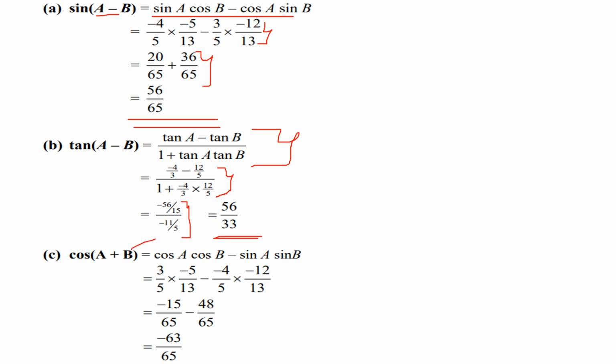Now expanding cos by compound angle gives you this. Now substituting gets you this. Simplifying, remember that all these ones you already got, that's why I'm not wasting time. It's a matter of substituting what you already got above. This is negative 15 divided by 65, then minus 48 divided by 65. You get negative 63 divided by 65. Now I told you when they give you values in terms of fractions in the question, you should also leave them in terms of fractions in your answers.